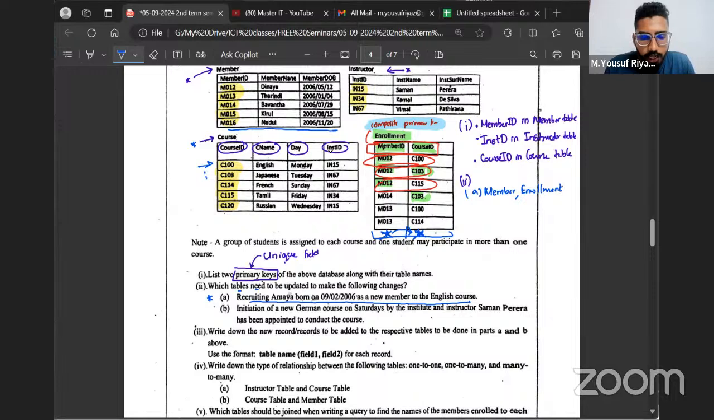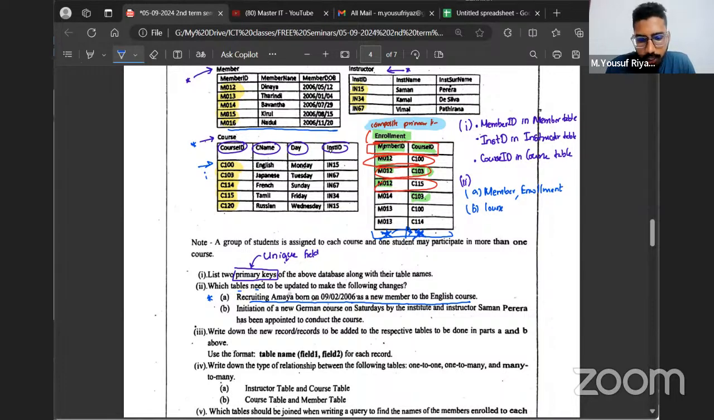Okay. Initiating a new German course on Saturdays by the institute, and the instructor Saman Pereira has been appointed to conduct the course. First of all, you can see in the course table there is no course called German. So I have to update the course table definitely.